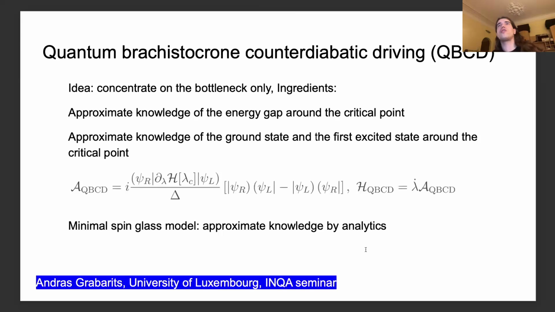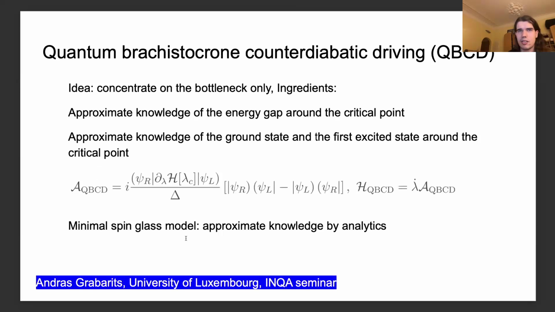For this reason, we introduce the QBCD approach, the quantum brachistochrone counterdiabatic driving, which relies solely on the approximate knowledge of the energy gap and the approximate knowledge of the ground state and the first excited state. With this approximate knowledge, we can determine the exact CD for just the ground state and the first excited state, which ensures the perfect tunneling passage between these two edge states, or between the two spin configurations in the spin language. What does it mean to have approximate knowledge?